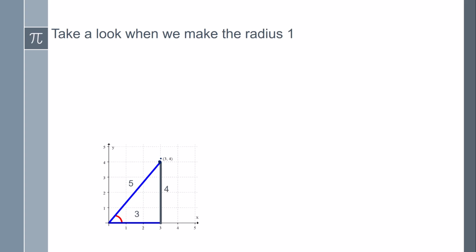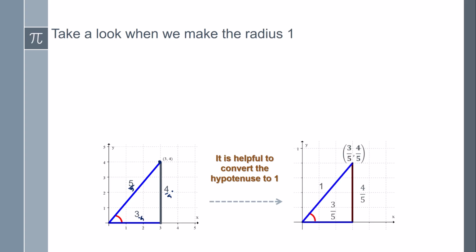To make this 1, I'm going to divide everything by 5, which we're technically allowed to do because it's all a ratio of each other. Now, what ends up happening here is we get 1, 3/5, and 4/5. Well, we said that the sine of theta is y over r. We said the cosine of theta is x over r.